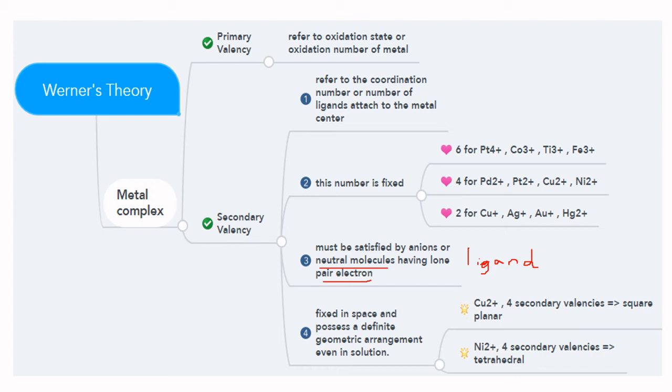For example, if you have copper 2 plus, it has a fixed secondary valency, which is 4, and it also has a fixed geometry, which is square planar. In another example, nickel 2 plus also represents a secondary valency of 4, but if you have nickel complexes, they prefer to give tetrahedral geometry compared to square planar geometry.